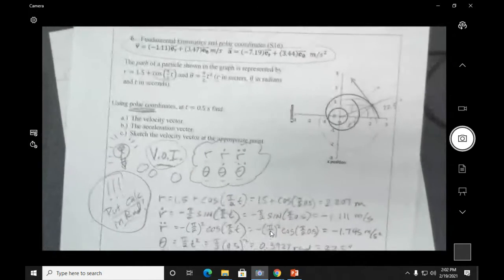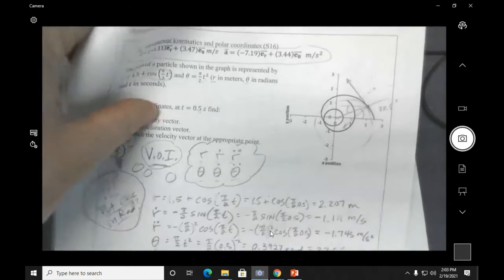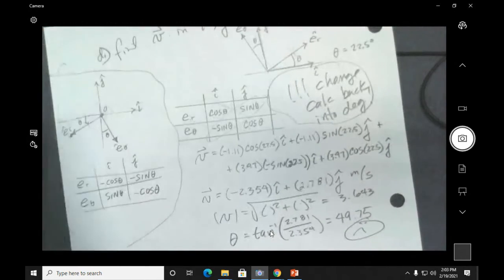So let's look at another problem. That was a coordinate transformation. We went through that with a lot of energy and vigor.